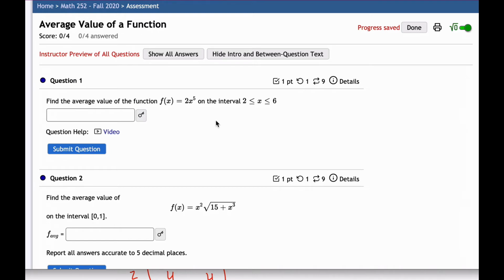It's worth pointing out that in the video, there was a part B to the question. You don't have to do that part B on this one. It's just part A. Just figure out the average value of the function and put it right here.